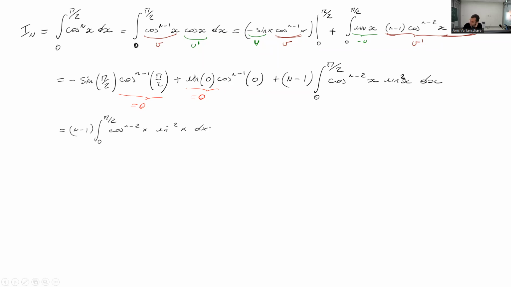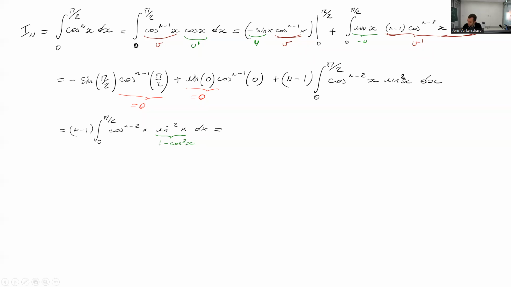And so this is kind of neat because now we have something that involves sine squared. So now let's try rewriting that as, let's write this as 1 minus cosine squared x. We're trying to say something about an integral that involves cosine. So let's try to make everything into cosine.